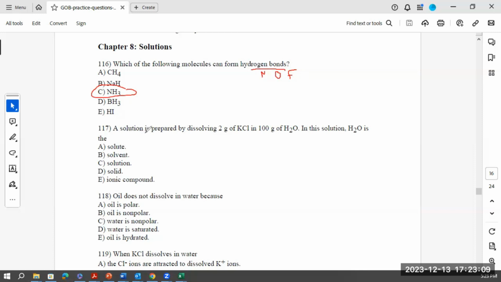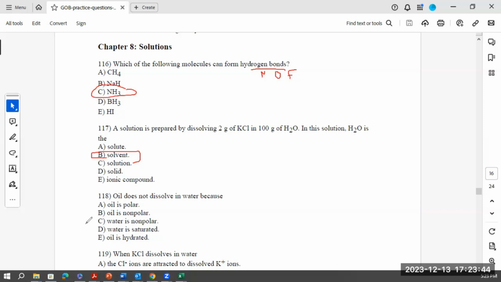Okay. A solution that is prepared by dissolving 2 grams of potassium chloride in 100 grams of water is... that is correct, B, the solvent. So how do I know that? It's a liquid. Okay, so that's true. It's a liquid, and then it's the one that's most abundant, right? So the one that's most abundant is always going to be our solvent.